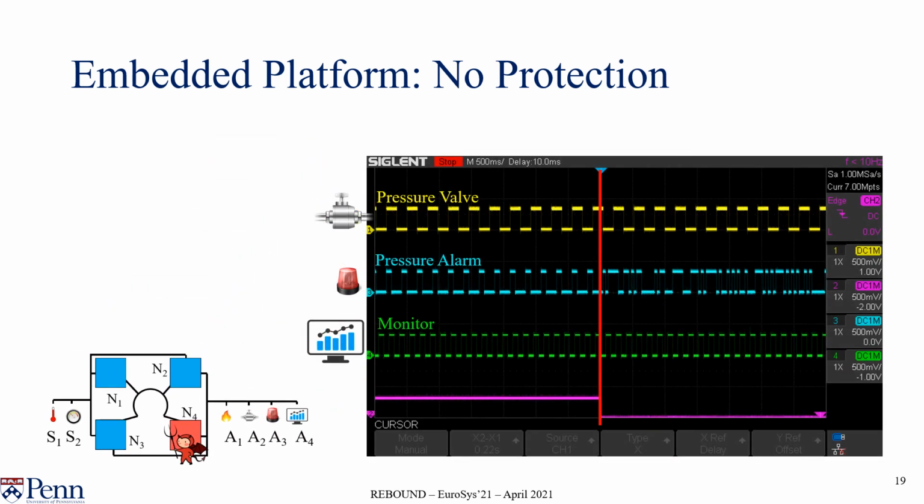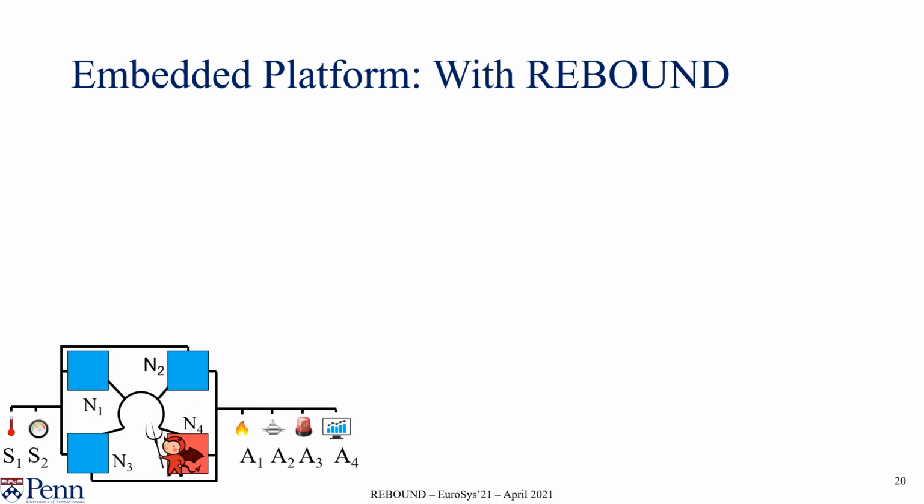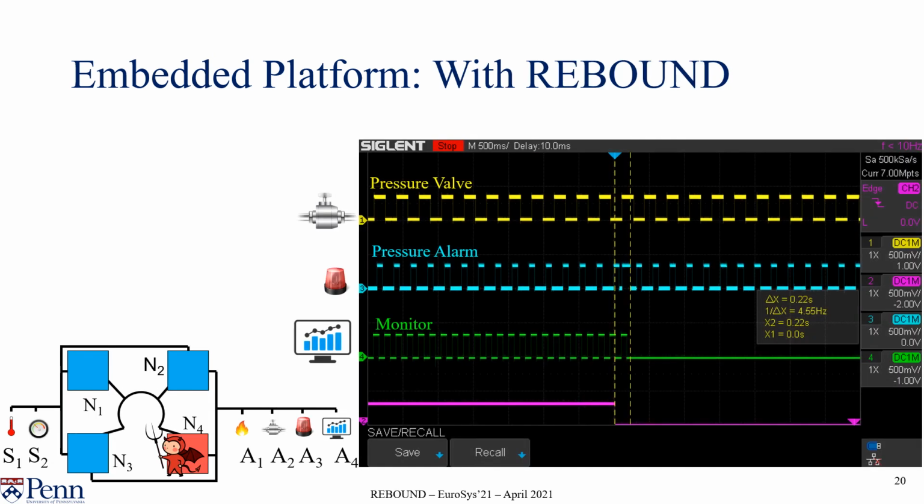This is an oscilloscope reading of an experiment where no protection was given to the system. The yellow, blue, and green signals represent PWM signals that were sent through the 3 actuators shown on the left. The vertical red line shows where the fault was injected, and we can see that after the fault was injected, the adversary sent garbage values to the pressure alarm, and that's why the pressure alarm will no longer work after the fault.